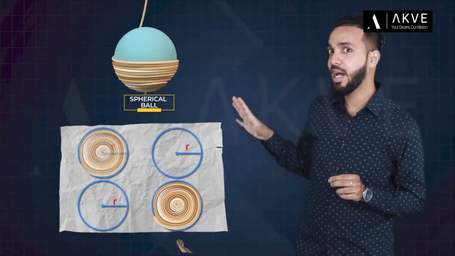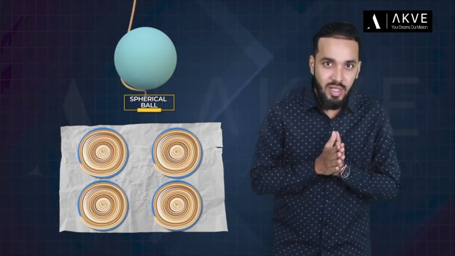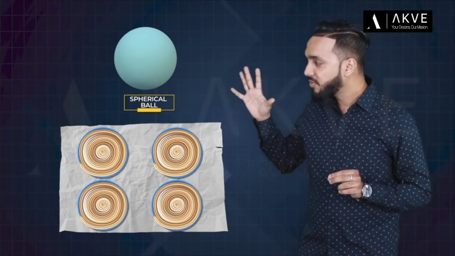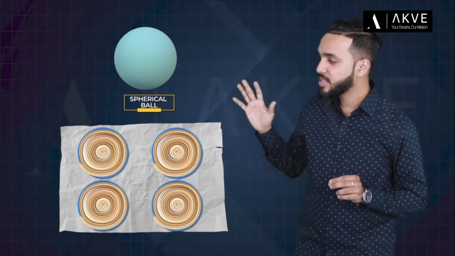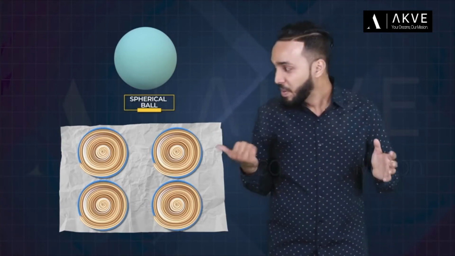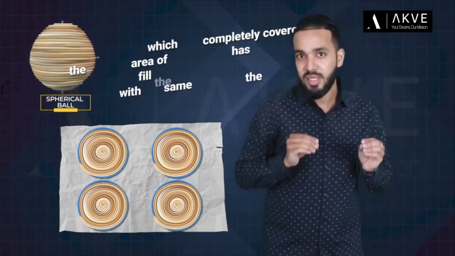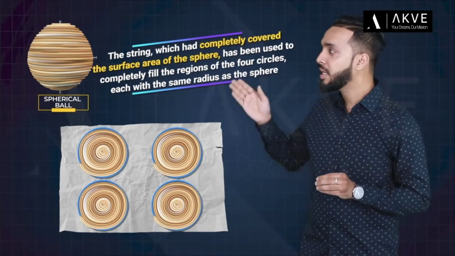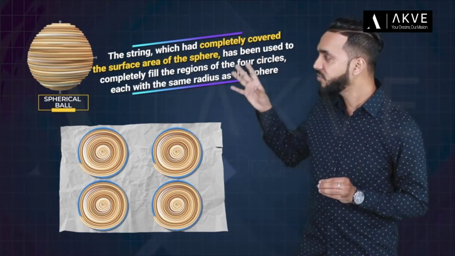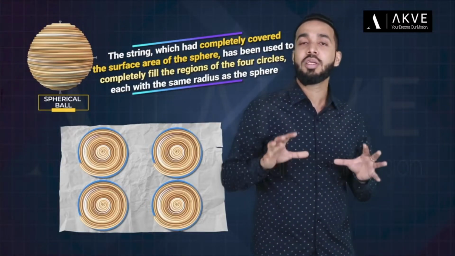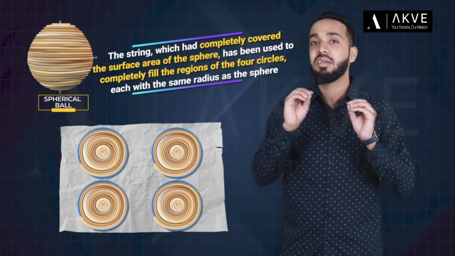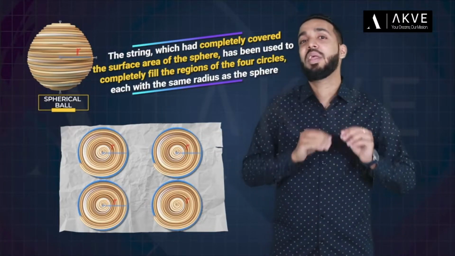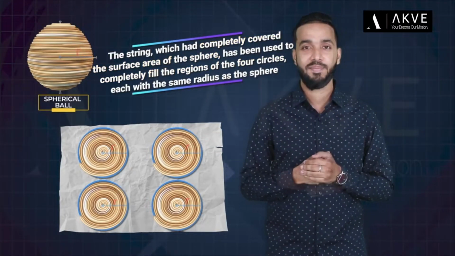It's a tedious task, but eventually we will see that the string completely fills the 4 circles and has no part left. Pretty interesting, isn't it? We saw that the string, which had completely covered the surface area of the sphere, has been used to completely fill the regions of the 4 circles, each with the same radius as the sphere.